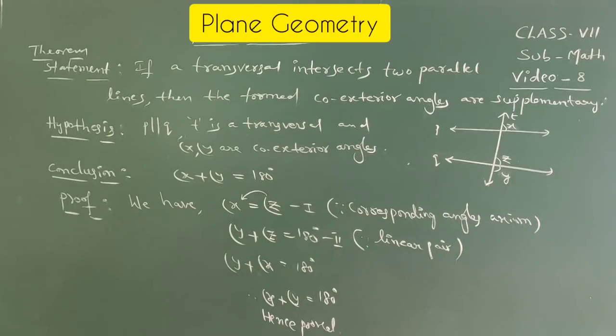X and Z are equal. So, replacing Z by X, Y plus X, that is X plus Y, equals 180. X and Y are co-interior angles. Their sum measures 180 degrees.